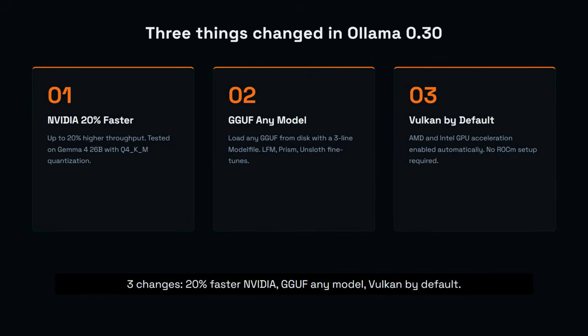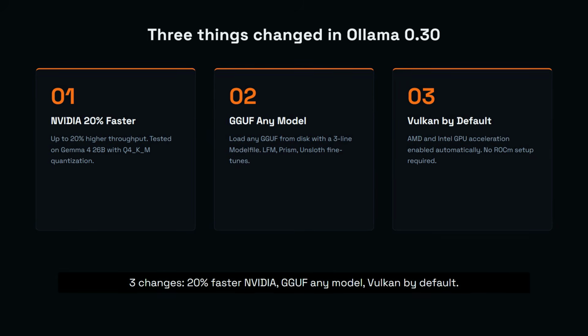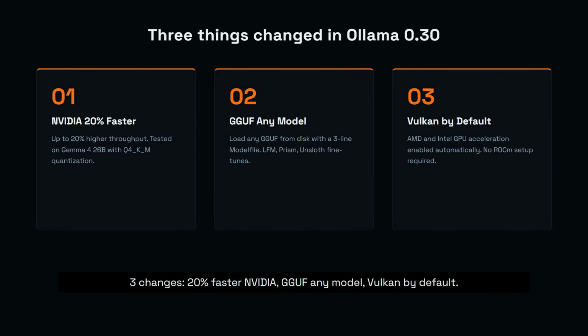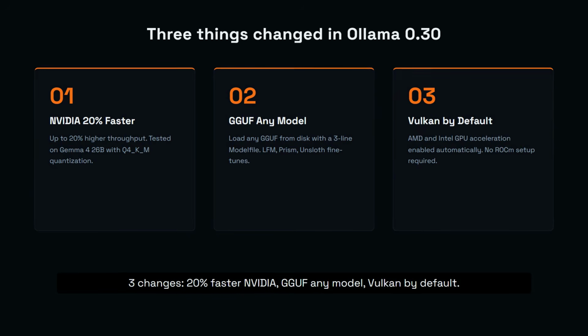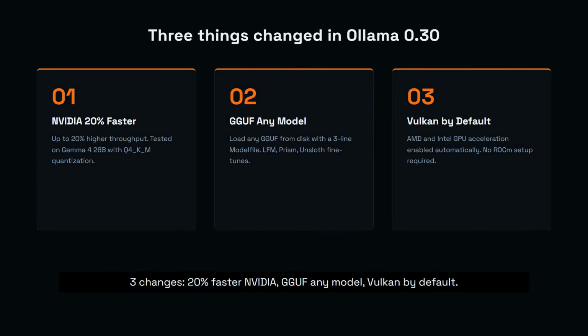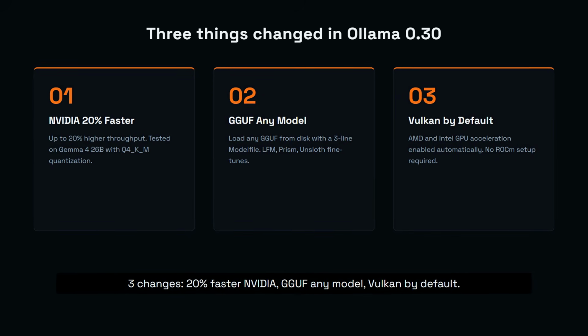First, GGUF ecosystem support is massively improved. You can now create Ollama models from any GGUF file on disk, and it now works with new model families: LFM, Prism, and Unsloth fine-tunes. Second, NVIDIA users get up to 20% faster throughput. And third, Vulkan GGUF acceleration is now on by default.